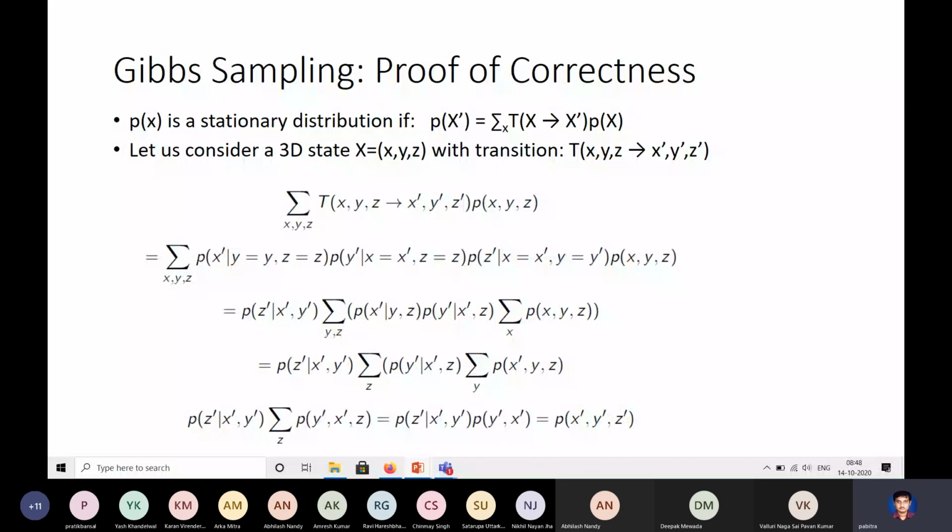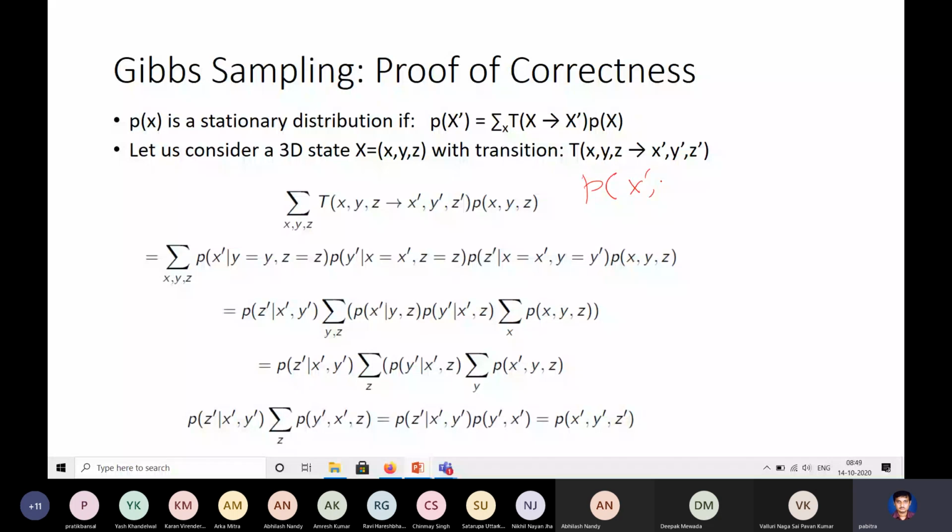Let us consider a 3D state (x, y, z), and I move to a new state (x', y', z') according to the probability T from (x, y, z) to (x', y', z'). Actually, I will not write it this way. I'll write it this way: (x', y', z') given (x, y, z). So these probabilities I'll write this way.